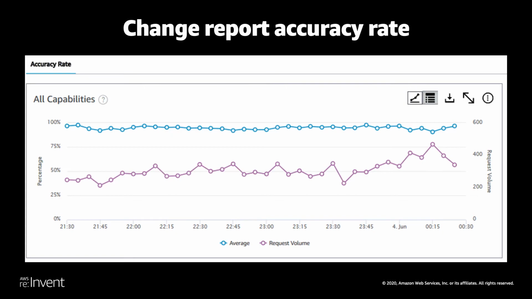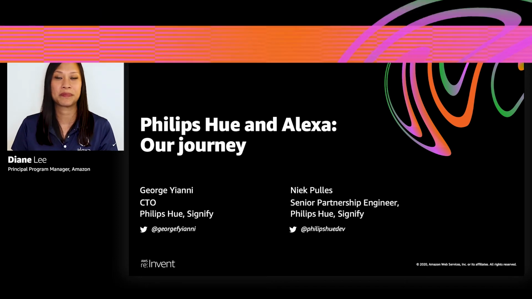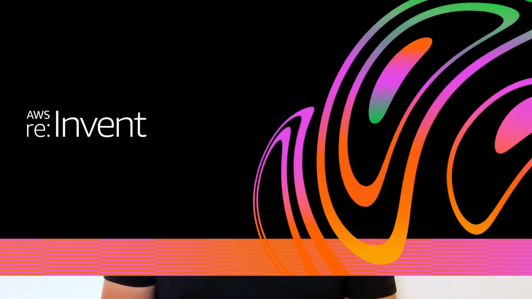And now that we've walked through some of the metrics available on the Alexa Developer Console, we're going to hear from Philips Hue to see how they've managed their skill and made improvements to their skill throughout the last 5 years. I'm going to turn it over to George now.